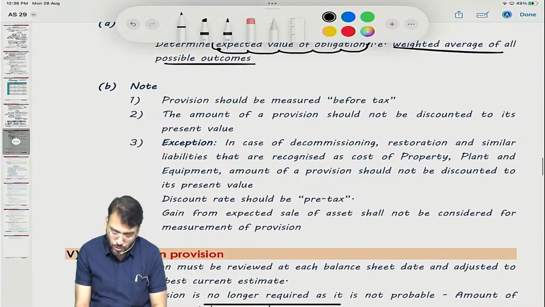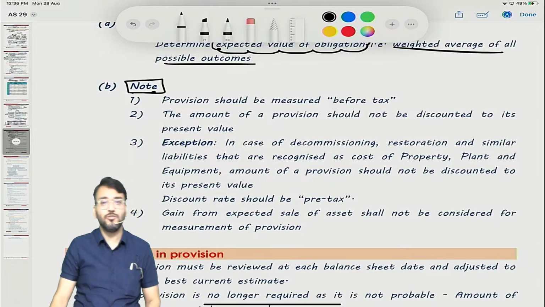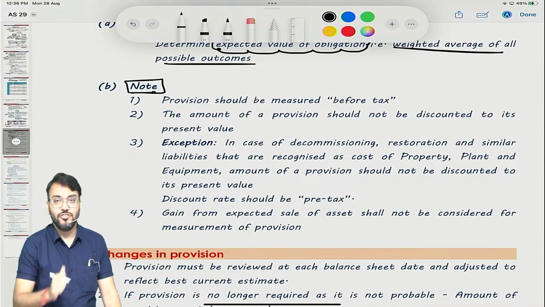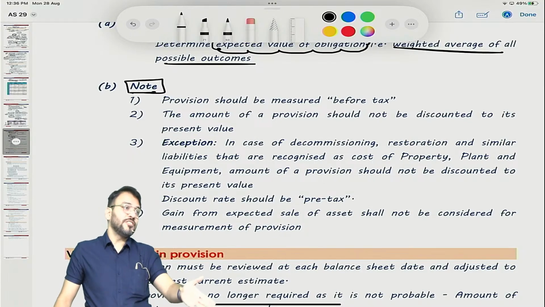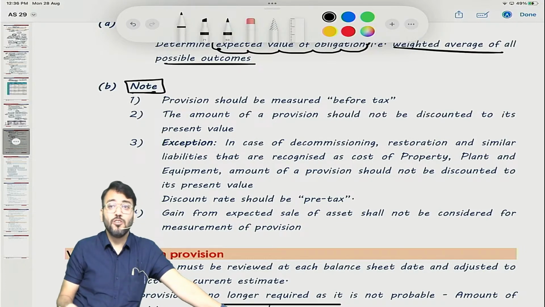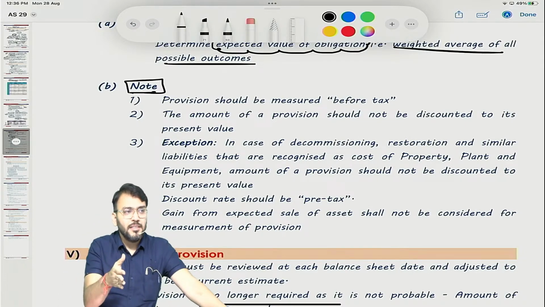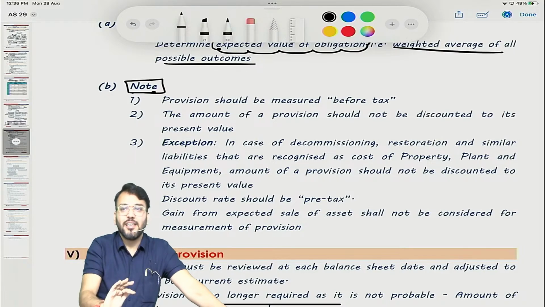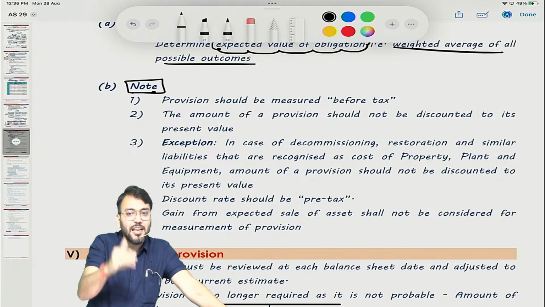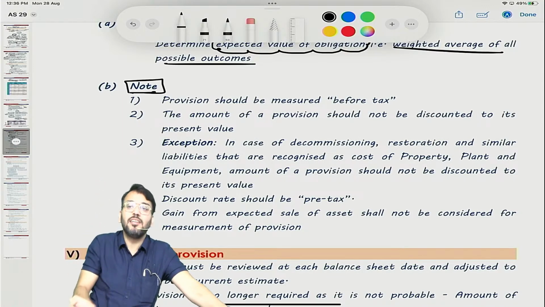Correct. Now there are some notes. These notes are not so important from the examination point of view, but now because they are asking MCQs, it might be dangerous if I don't teach you. As per the old scheme there were no MCQs, so we didn't focus on this point much. But now because of MCQs this becomes important. Now my first question to you: whatever provision you are creating and charging to the P&L account, is that before tax or after tax? Before tax. Provision is always debited to the P&L account before tax, and then after calculating all expenses you calculate tax.